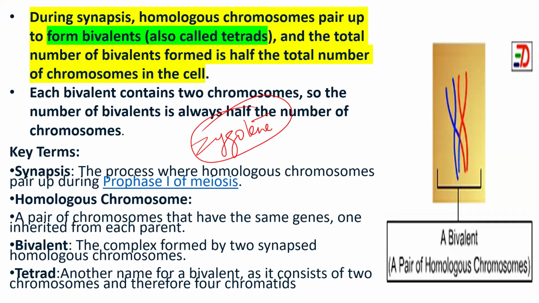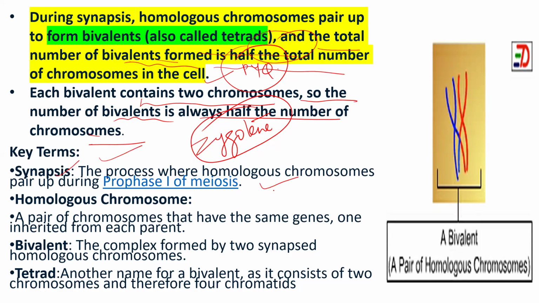During synapsis in zygotene, homologous chromosomes pair up to form bivalents, which are also called tetrads. The total number of bivalents formed is half the total number of chromosomes in the cell. PYQ again. Each bivalent contains two chromosomes, one from mother and one from father, so the number of bivalents is always half the number of chromosomes. Synapsis is the process where homologous chromosomes pair up during prophase 1 of meiosis. If the question asks which sub-stage of prophase 1, then it is zygotene.